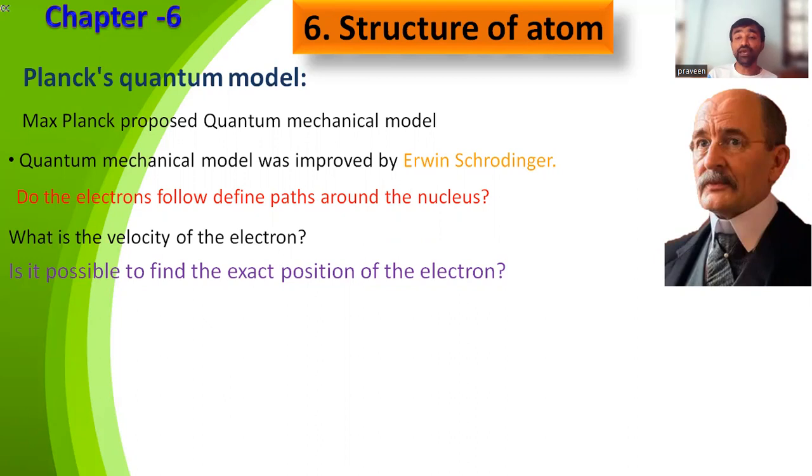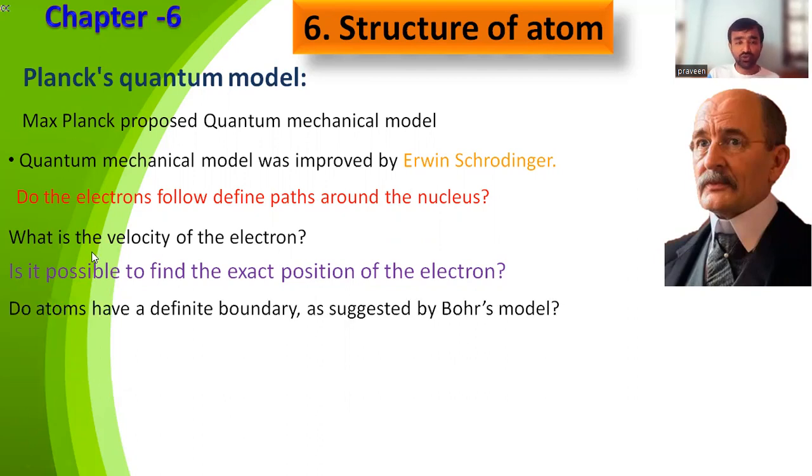So where you are able to find the maximum probability of the location of the electron, that we define as the space or region for the location of the electron. That region we name as orbital. So do atoms have a definite boundary? Yes, as suggested by Niels Bohr. Already we discussed that.